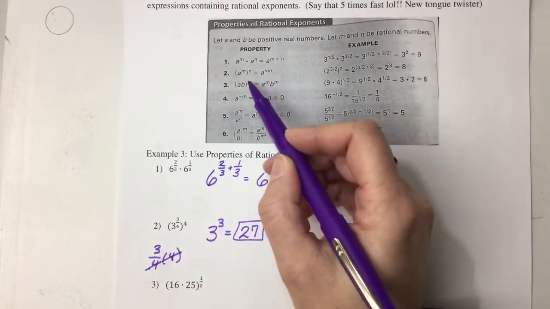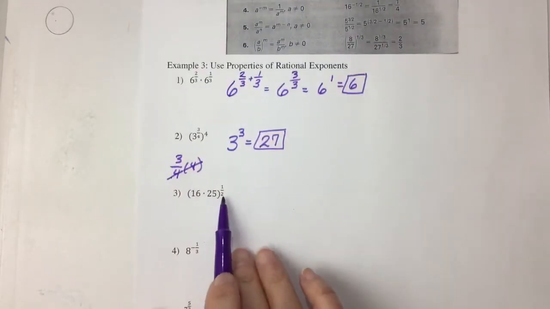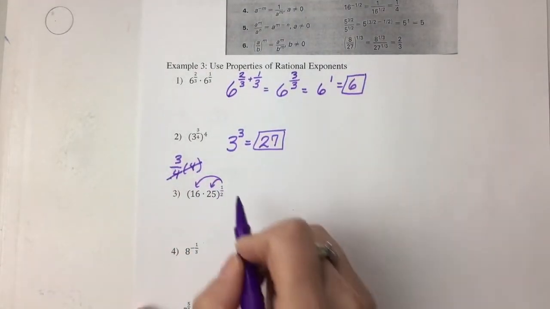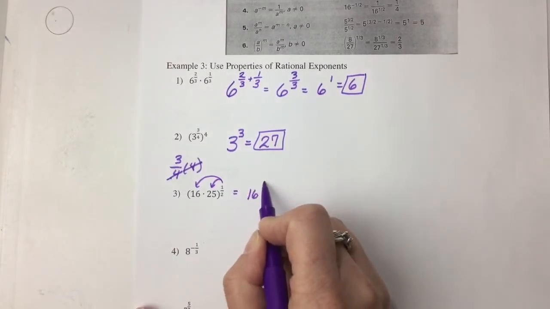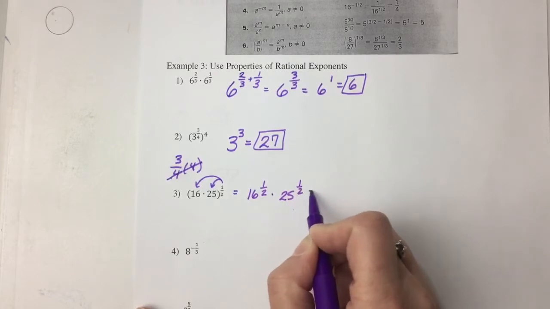I'll mix them up later. This M has to go to both of the things on the inside. So here, the 1/2 goes to both the 16 and the 25. So it's going to look like this: 16 to the 1/2 power times 25 to the 1/2 power.